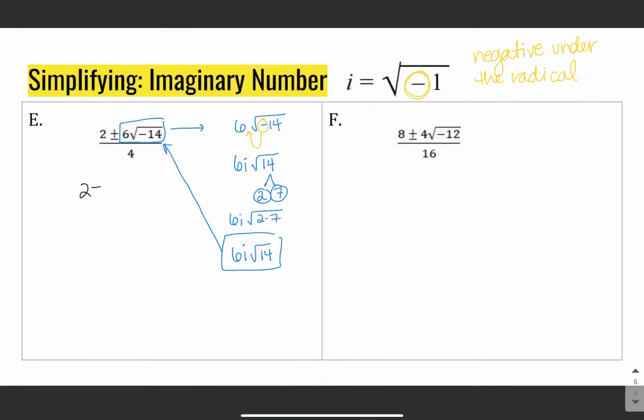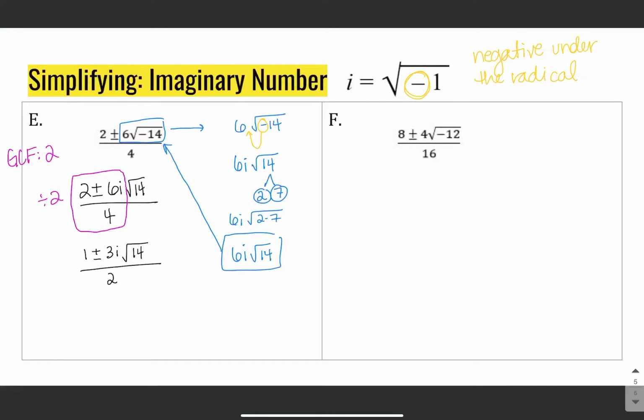So I'm going to have 2 plus or minus 6i radical 14 divided by 4. Just like before, I am looking at the constant, the coefficient, and the denominator, and I'm asking myself, is there a GCF? Our answer should be yes, and it should be 2. So that means we're dividing everything by 2. So that means we will have 1 plus or minus 3, don't drop the i, radical 14, all divided by 2.